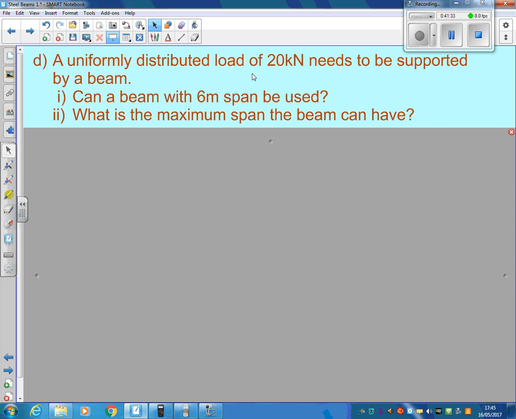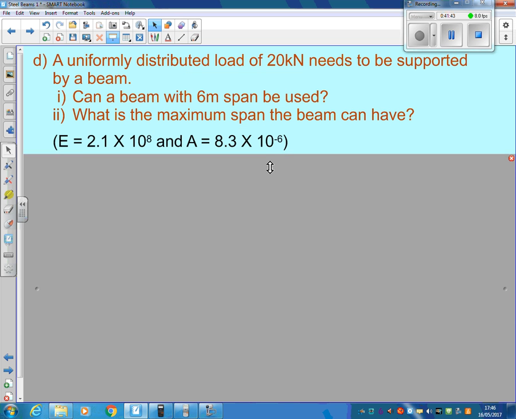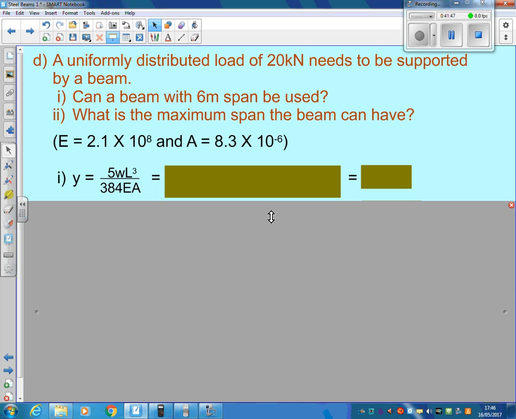Part D, the last bit. A uniformly distributed load of 20 kilonewtons needs to be supported by a beam. Can a beam with 6 meter span be used? Let's have a look. So I've given you E and I again. They haven't changed. Uniformly distributed. There's our formula. We've got to get the right formula.